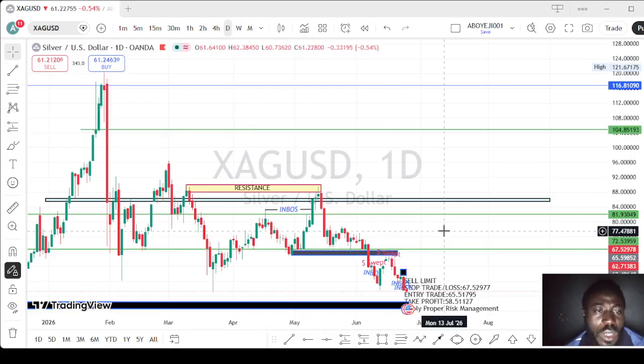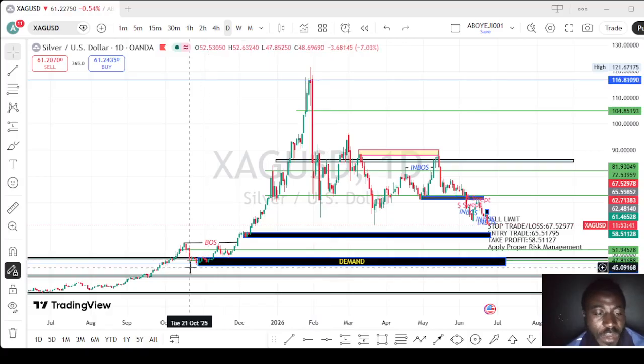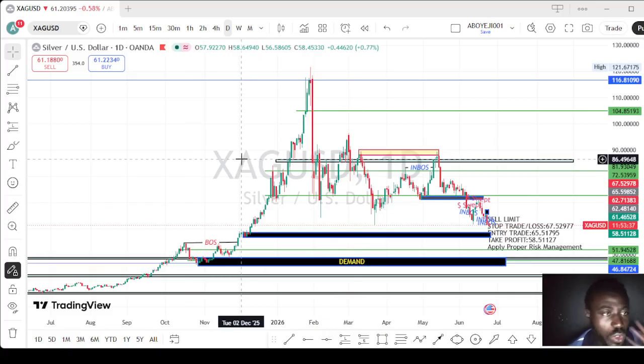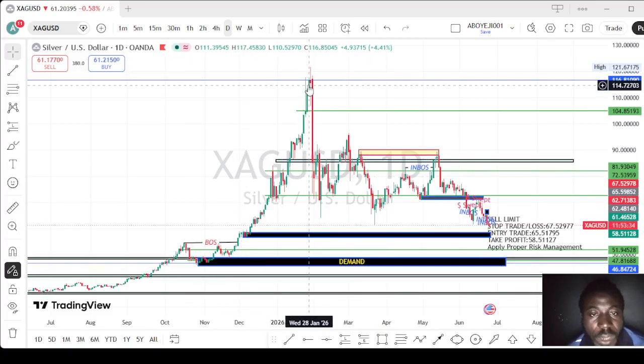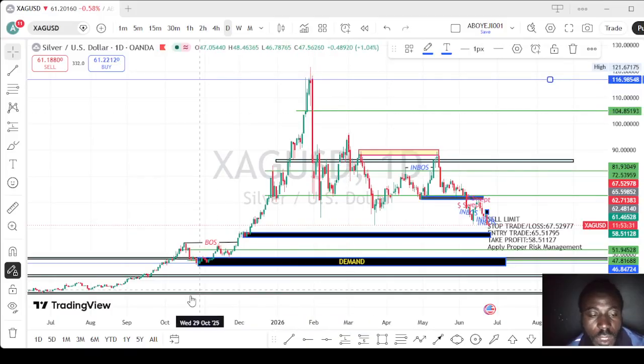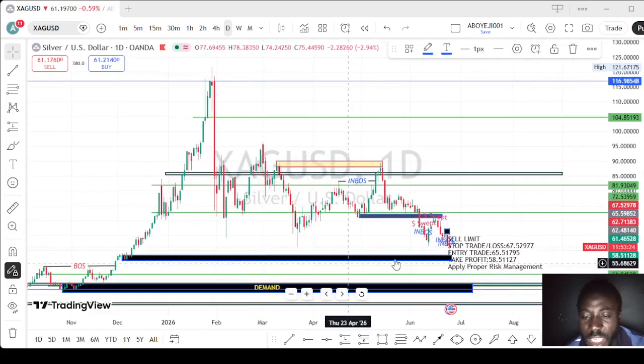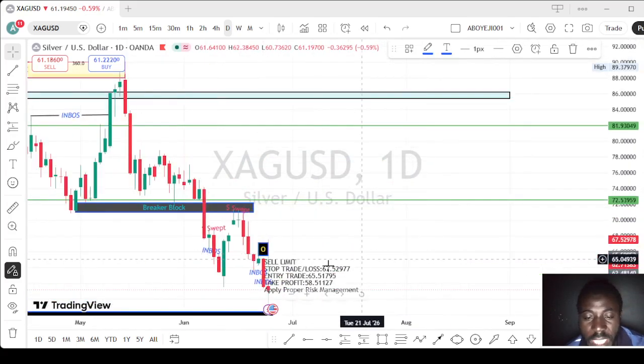So you already know on daily time frame, this is our swing high and this is our swing low. This is XAGUSD, which is silver. This is our swing high and this is our swing low. And this is our key level we are expecting the market to mitigate before reacting.